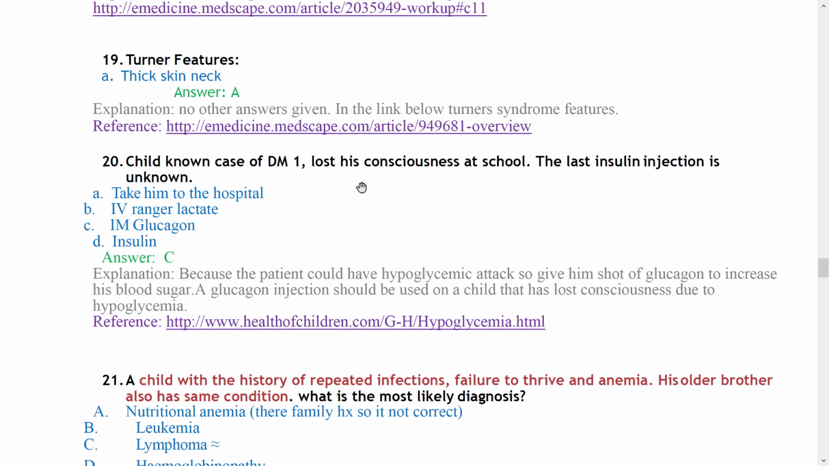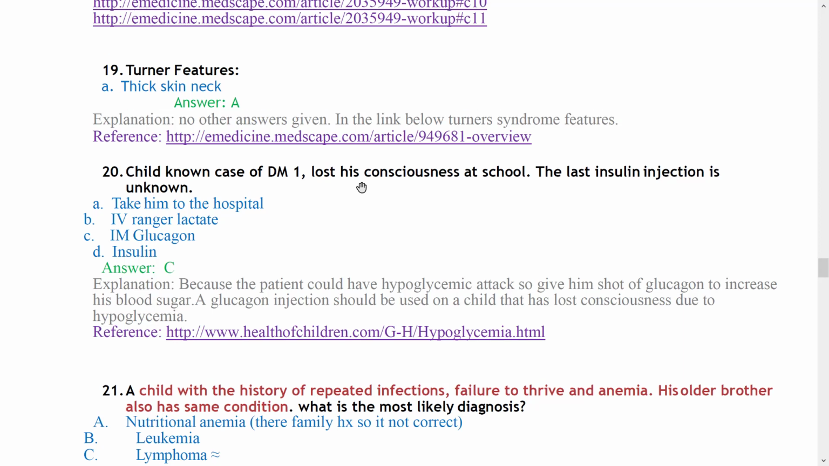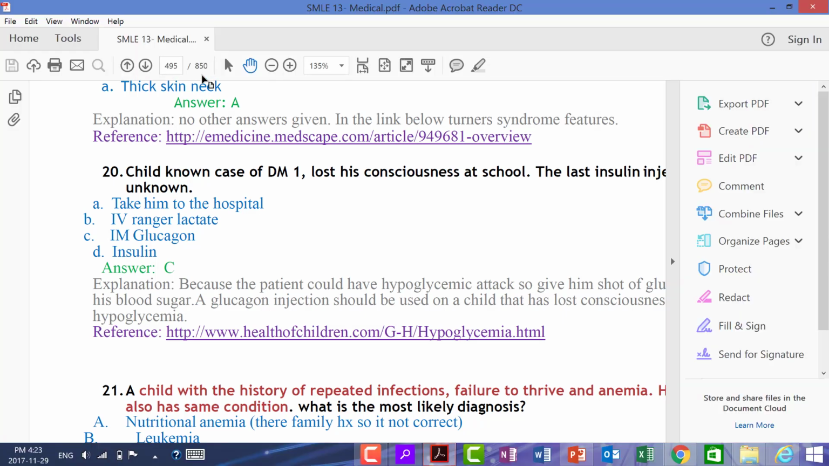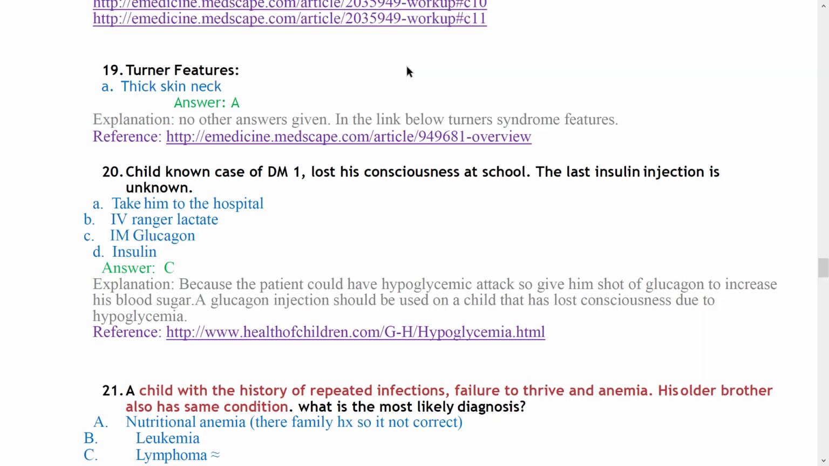Okay, so this is a sample of questions of pediatrics. It asked about Turner features, and there are no choices. It just says thick skin neck. So this is called a web neck, and you see it in Turner syndrome.